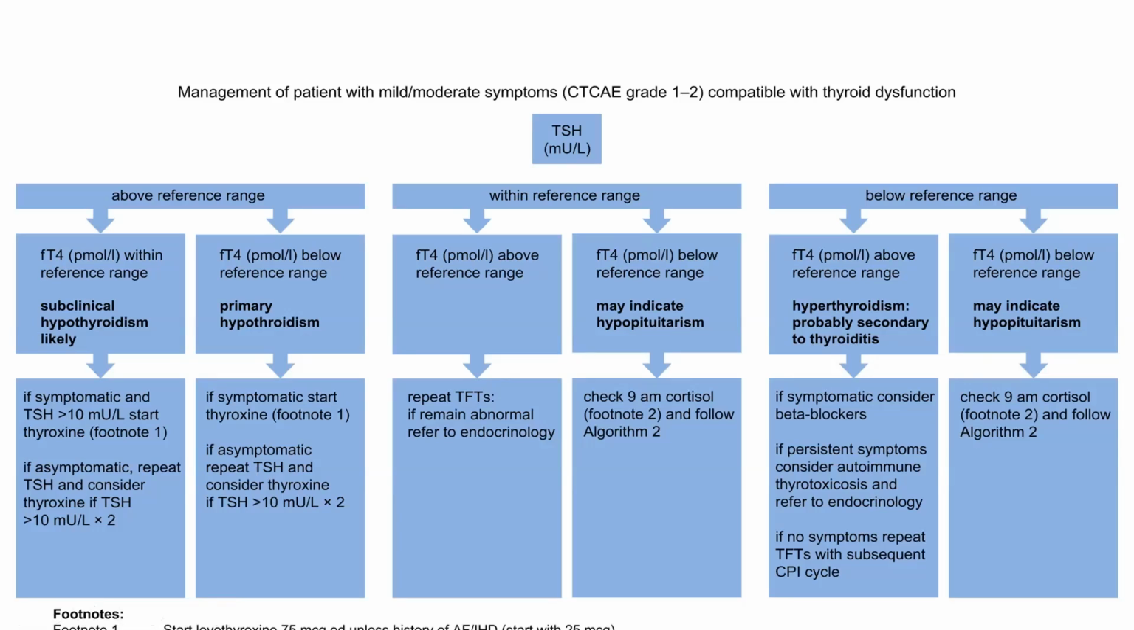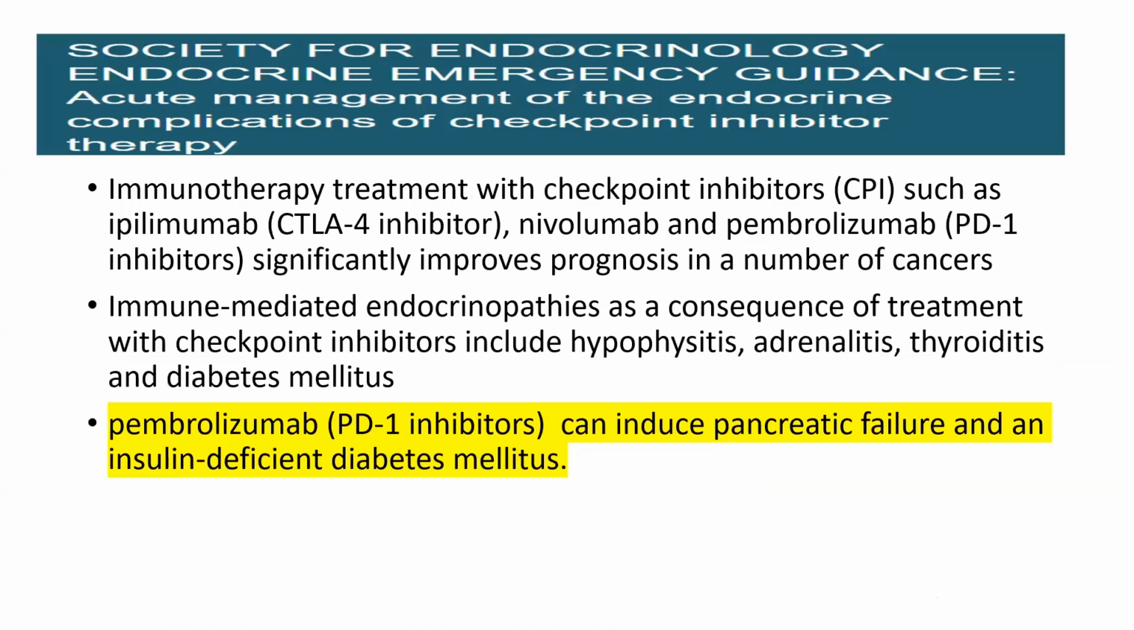So very important now to remember from the first question about the effect on the adrenals, how it can cause adrenalitis, how in terms of the pituitary it can cause hypophysitis. In terms of the thyroid, it can cause hypothyroidism or hyperthyroidism, or it can even cause hypopituitarism, and how the PD-1 inhibitor, pembrolizumab, can cause pancreatic failure and insulin-deficient diabetes mellitus. Extremely important topic for exams, these checkpoint inhibitors and the endocrinopathies which are associated with them.